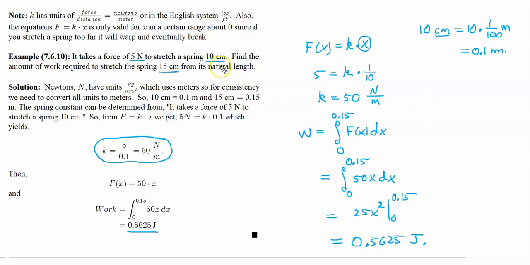Okay, so you see, when we did this problem, we had to first figure out what the k was, since that wasn't given to us. And that came from the fact that it took a force of 5 newtons to stretch the spring 1/10 of a meter. Then once we had the k, we had to calculate the amount of work to stretch the spring 15 centimeters from its natural length. So that's just the integral of our force function from 0 to 0.15. Remember to convert the 15 centimeters into meters, and we obtained our answer.